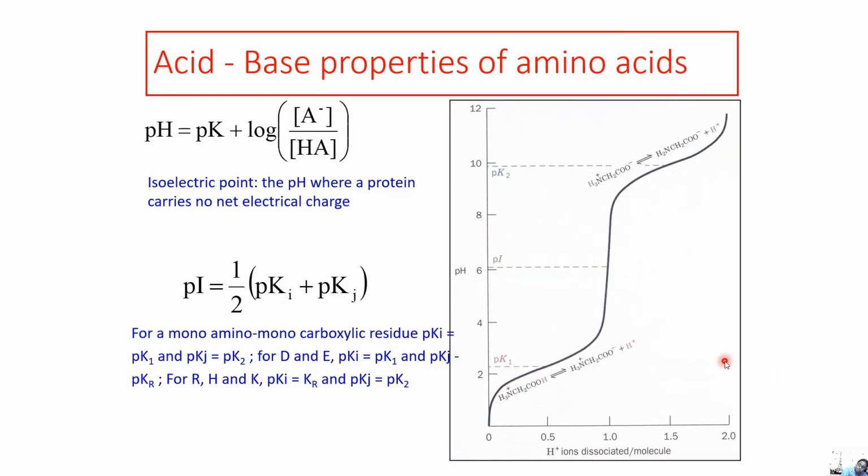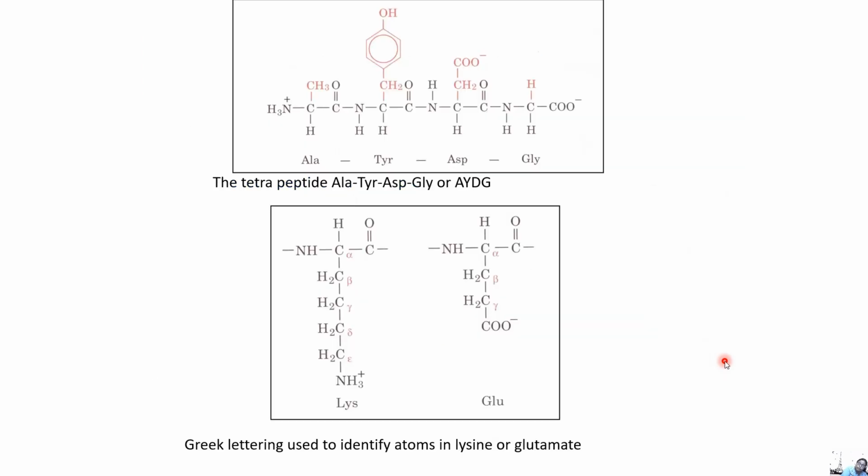We have also talked in one of the previous classes about the acidic properties of amino acids. Isoelectric point is basically the pH at which a protein carries no net electrical charge. We have also talked about how Greek lettering is used to identify atoms in lysine or glutamate.